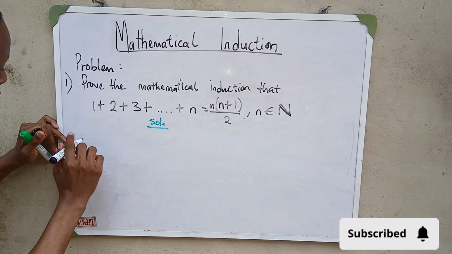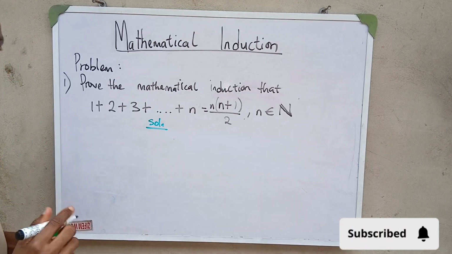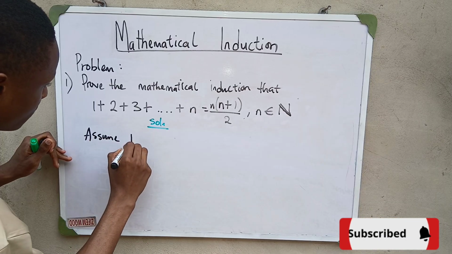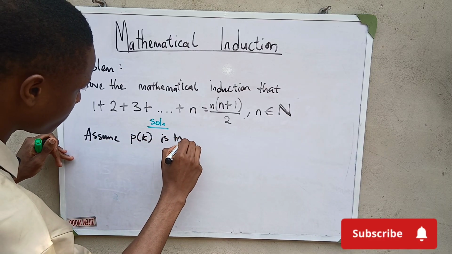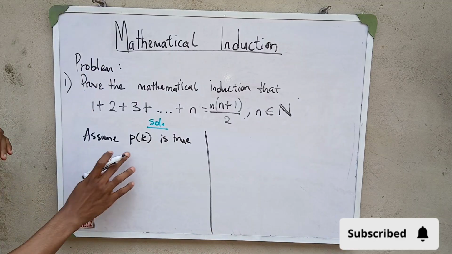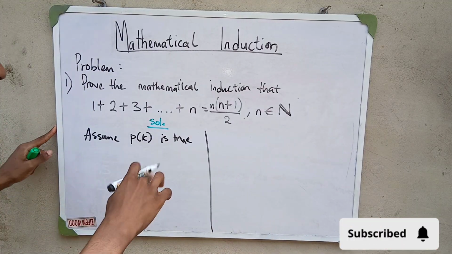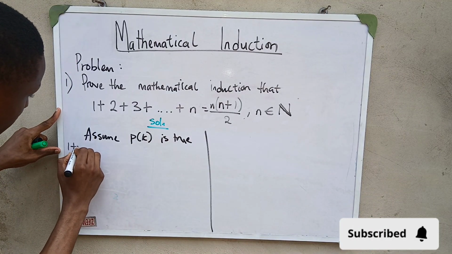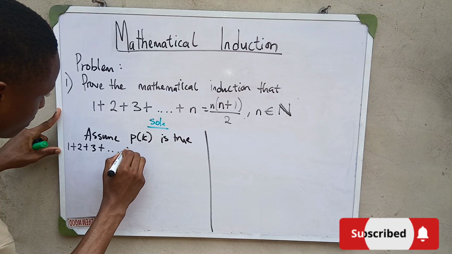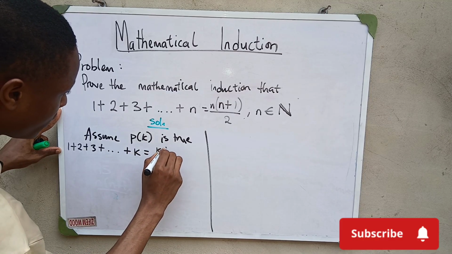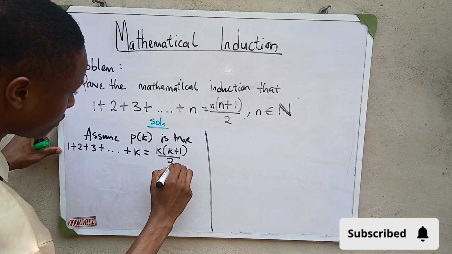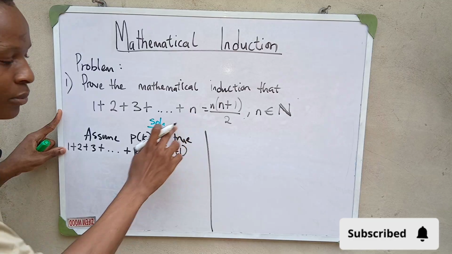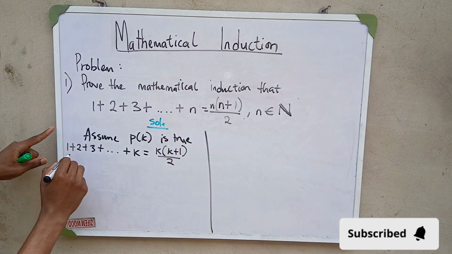So since P of 1 is true, we are going to assume that P of k is also true. So assume P of k is true. Then we are now going to go to P of k plus 1. So what is P of k? We have 1 plus 2 plus 3 plus dot dot dot plus k is equal to k into k plus 1 over 2. So what I just did is that since it's P of k, anywhere I saw n, I put k. So this is for P of k.